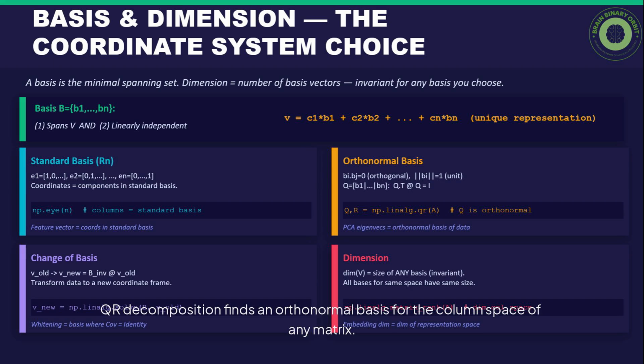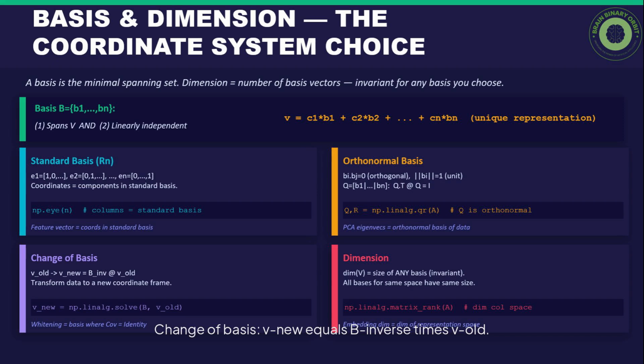QR decomposition finds an orthonormal basis for the column space of any matrix. Change of basis. V new equals B inverse times V old. Dimension is the number of vectors in any basis, invariant. Rank equals the dimension of the column space.